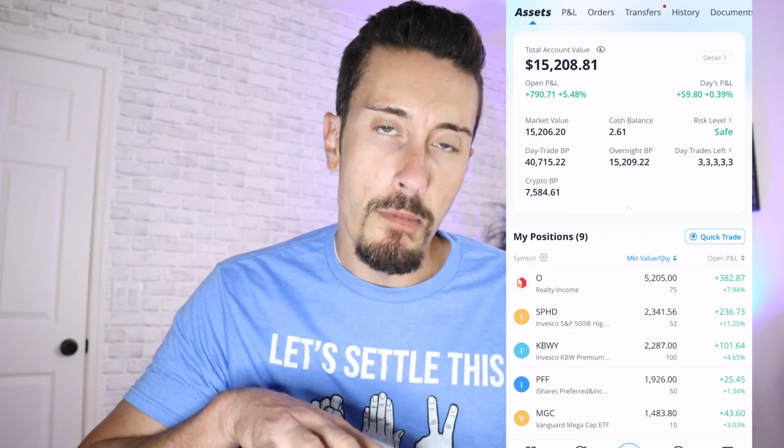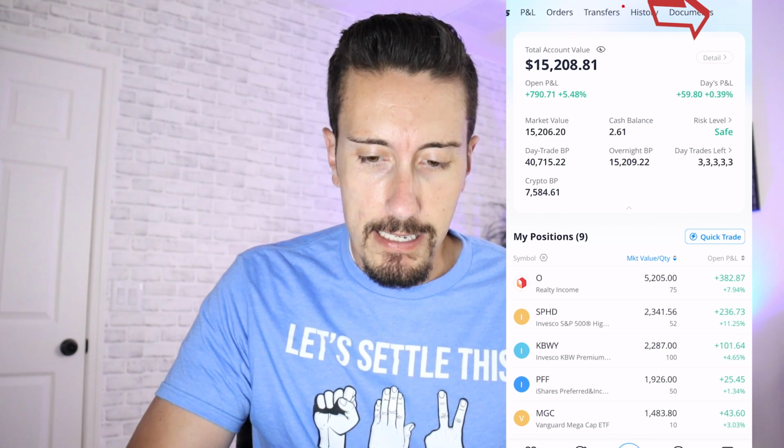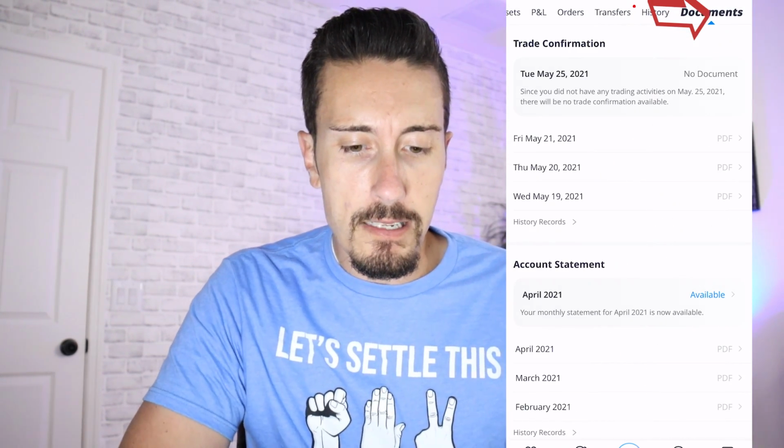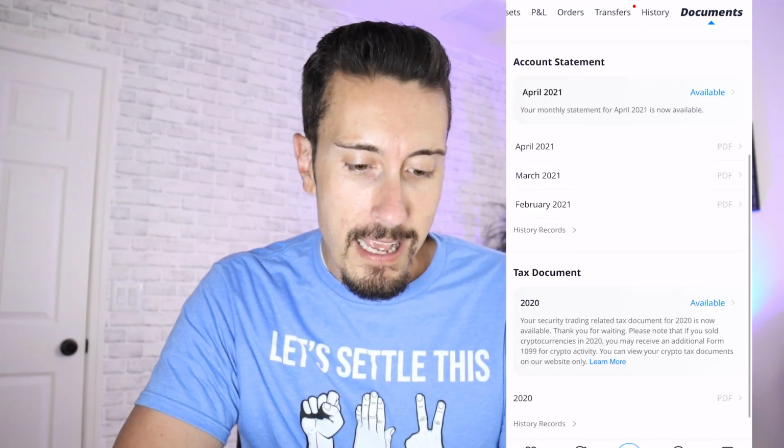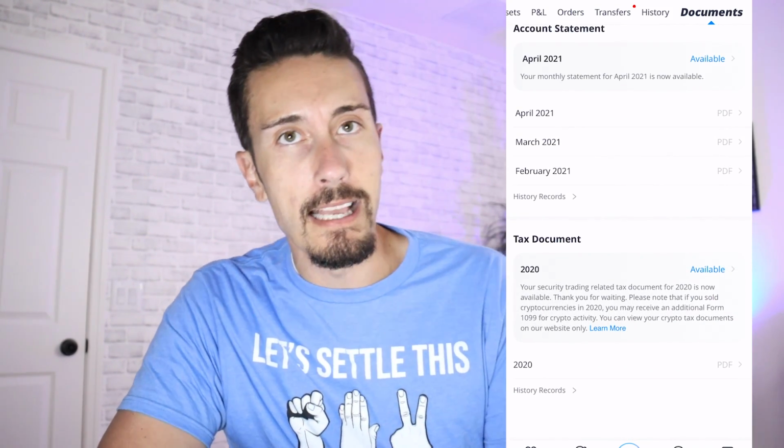Another great thing right here from the home screen, all the way over, you can see it says Documents. If you click on Documents, this is where you can find all of your different trade confirmations, as well as your account statements and any type of tax documents at the end of the year.